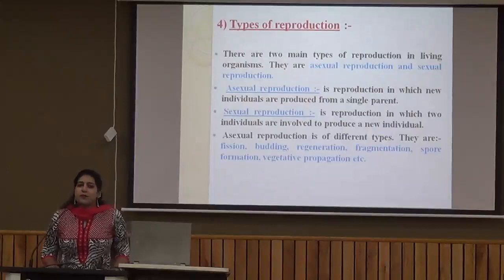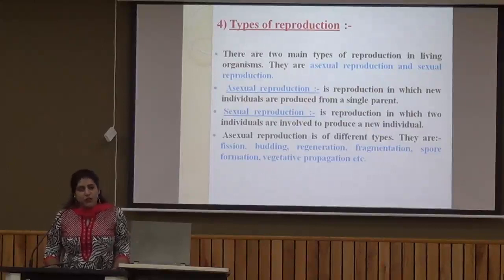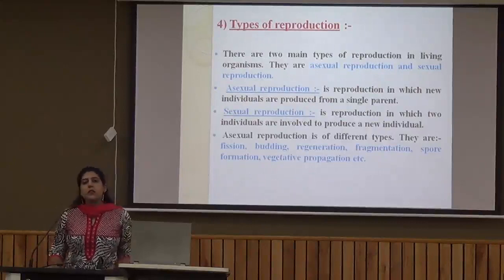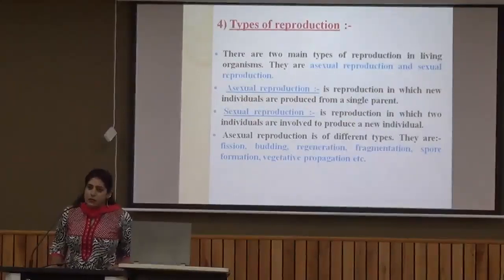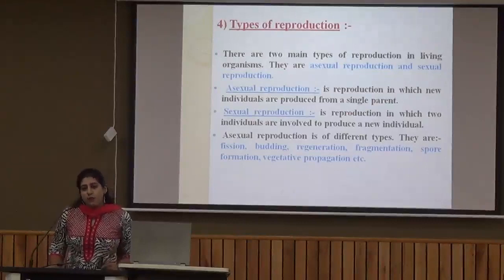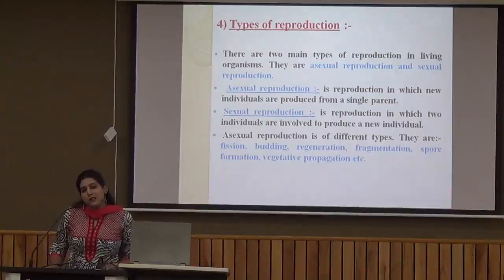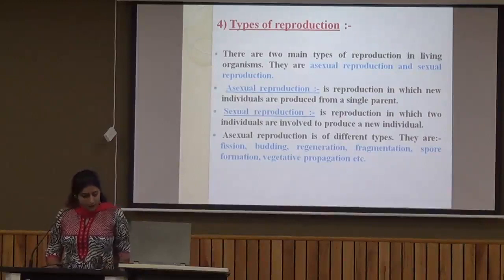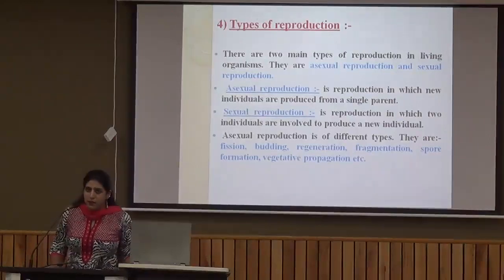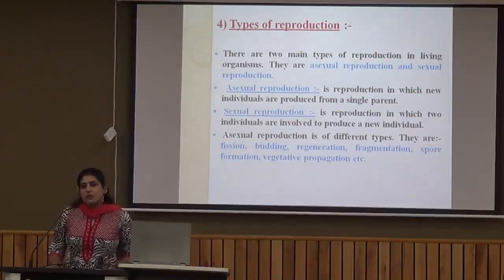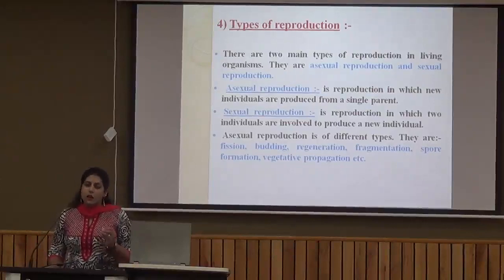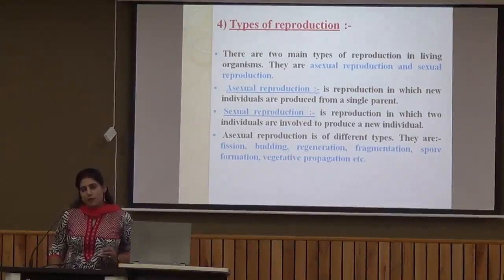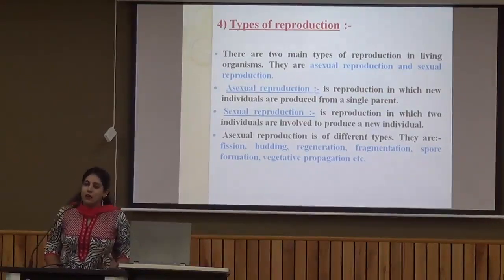Now we come to the types of reproduction. There are two types of reproduction which we are going to study. One is sexual, another one is asexual reproduction. In asexual reproduction, only one parent is involved to give birth to the offspring, whereas in sexual reproduction, two parents, individuals of the same species, are required to give birth to the offspring. Before starting with asexual reproduction, let me tell you that since the offspring is coming from a single parent, they do look like the parent.